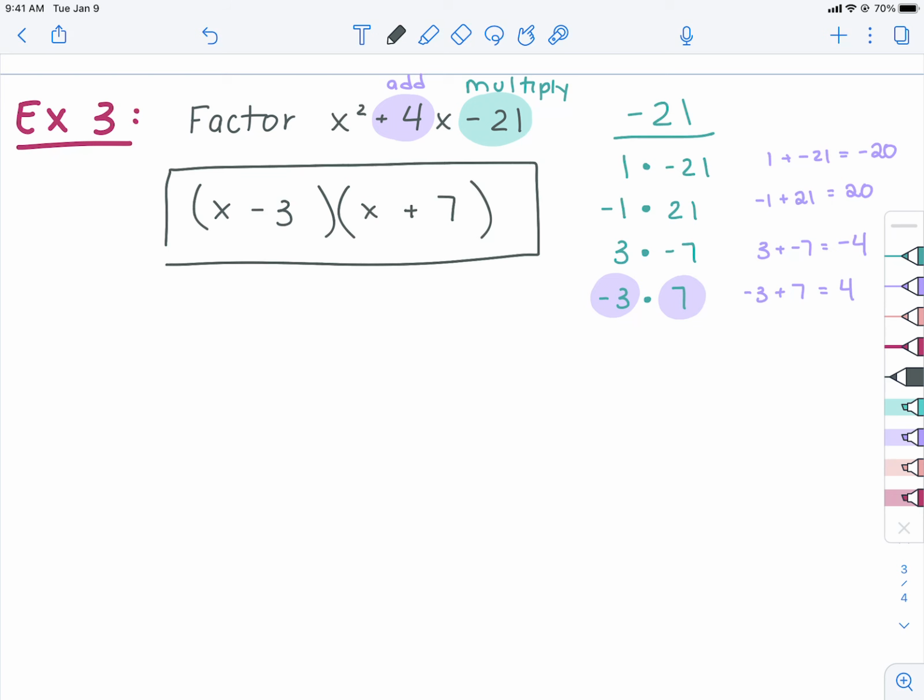Do you want to try another one together? Or do you want to look at your classwork and work on that together? Look at the classwork? Okay.